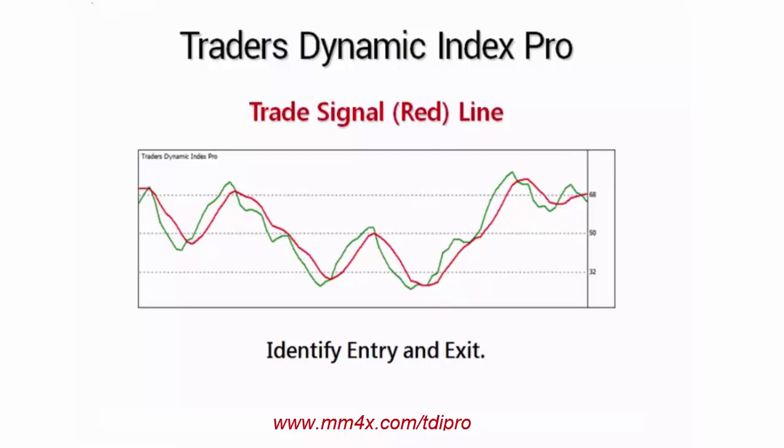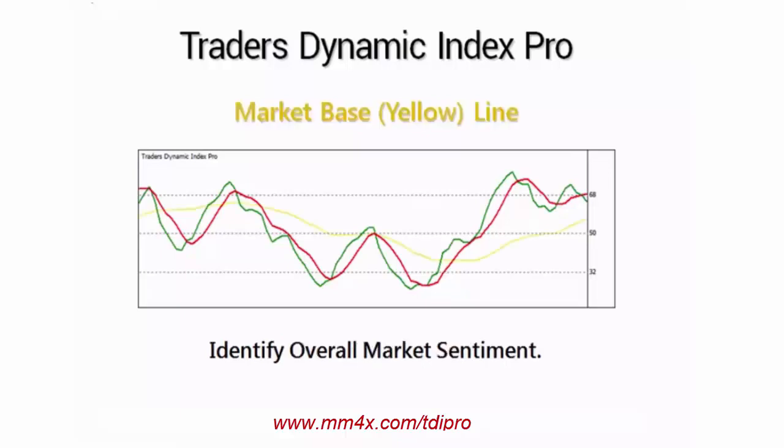Whenever the green line crosses over the red line, we're looking to exit our long and potentially enter short into the market. The market baseline, the yellow line, represents the overall market sentiment. This is where the overall perception, the overall attitude of the market is going. Is it going down, or is it going up, or is it flat?